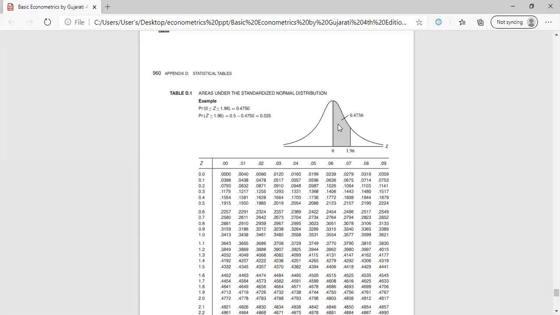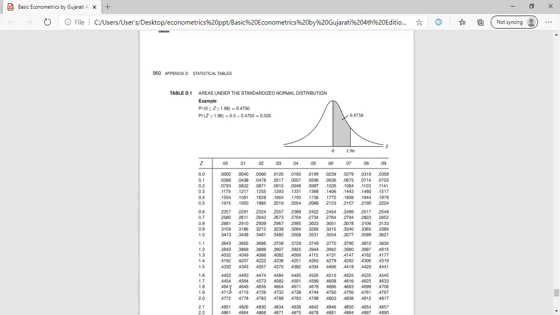So let's focus on this area. This area is telling you the probability that Z lies between 0, the mean, and 1.96. Here you see, the probability that Z lies between 0 and 1.96 is 0.4750.